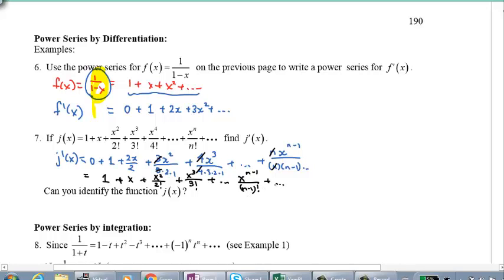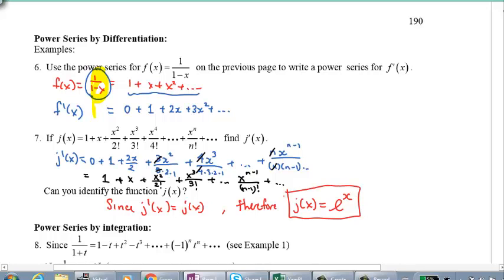If you said, hey, the derivative is exactly the same as the original function, I'd say, uh-huh, that's why it's so cool. So, which function has its derivative being the same? Since j prime of x equals j of x, what function has its derivative being the same? Can you all say this together? J of x must represent the function e to the power of x, because the derivative of e to the x is just e to the x.